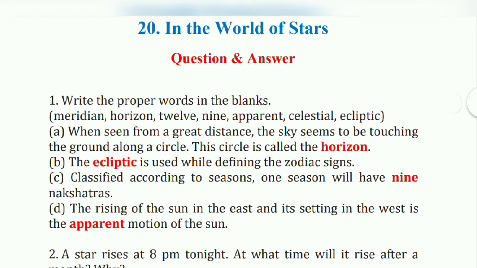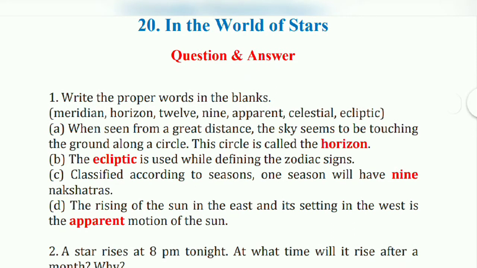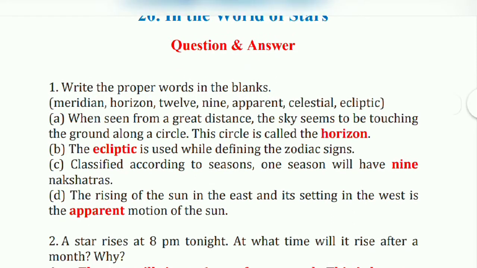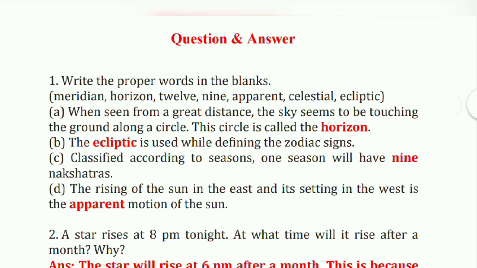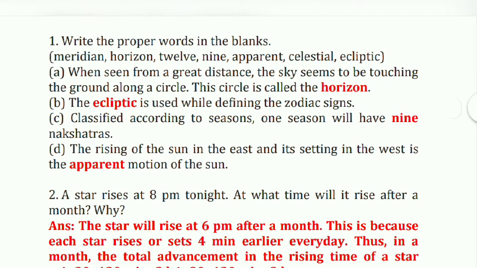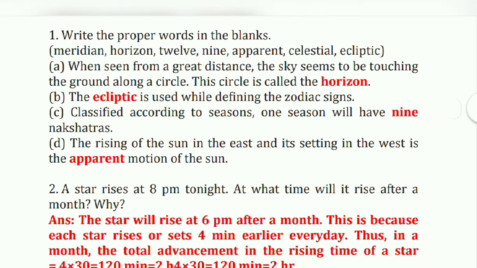First question, write the proper words in the blanks. That is, fill in the blanks. When seen from a great distance, the sky seems to be touching the ground along a circle. This circle is called the dash. So this circle is called the horizon. Then next, the dash is used while defining the zodiac signs. So ecliptic. Okay, answer is ecliptic.